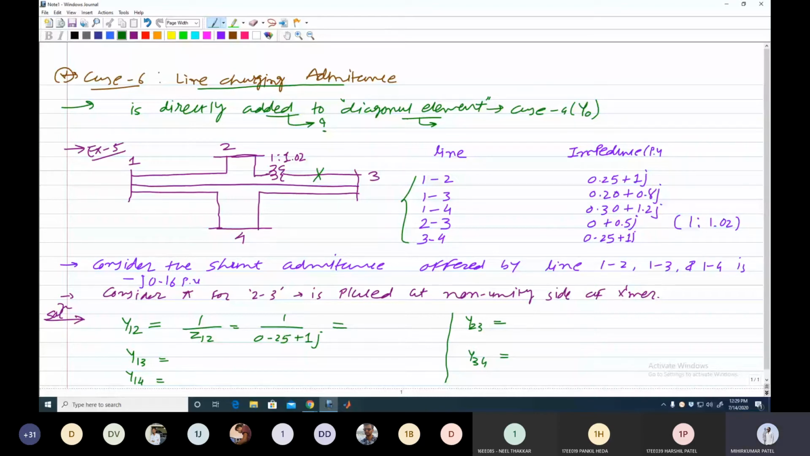What is the value of Y12? 0.235, yes, very good. It is 0.235 minus 0.94J. Very good. Similarly, you have to calculate for Y13, 14, 23, and 34.